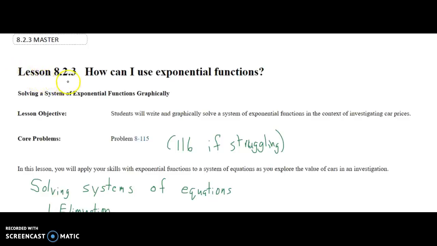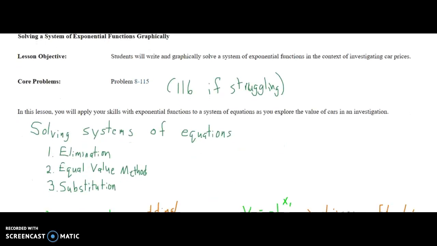Today we'll be looking over lesson 8.2.3, how can I use exponential functions. This partly entails solving a system of exponential functions graphically, and the objective for this lesson is to write and graphically solve a system of exponential functions in the context of investigating car prices. So we'll be looking at a few different car prices and seeing what they do over time, and evaluating those prices on what would be the best car to get.